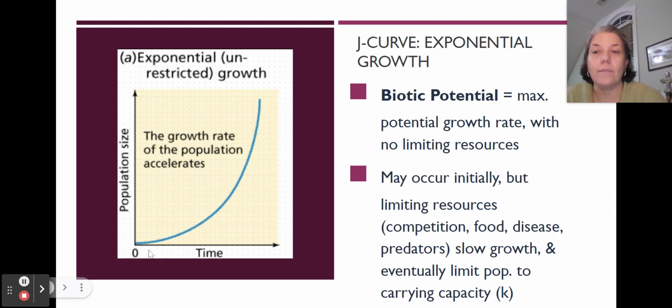Now, in real life, this can occur initially at the beginning of a population's growth, but limiting resources usually come into play: competition, food, disease, predators, and they eventually limit this population. But all populations can grow exponentially if they have unlimited resources. They have everything they need. So that is the exponential growth curve.